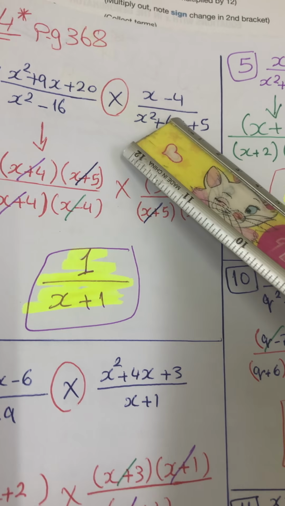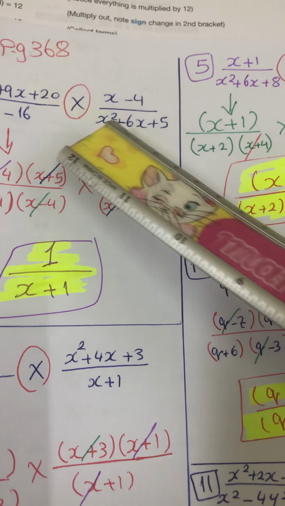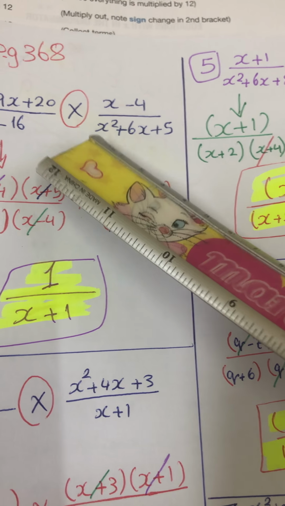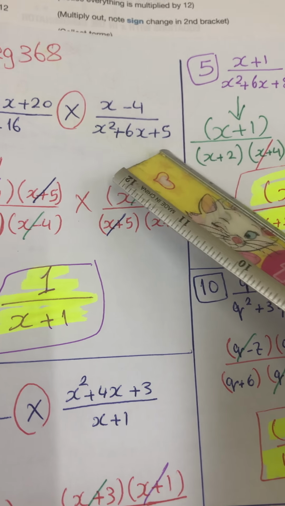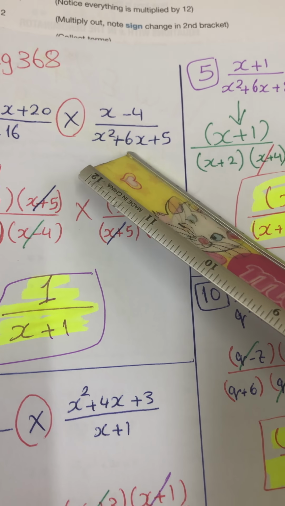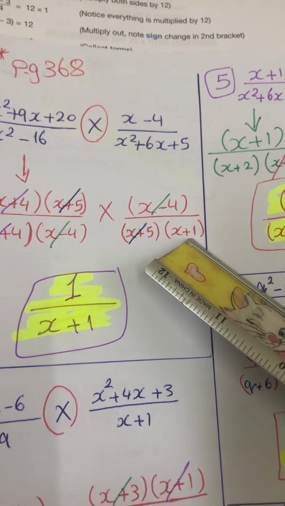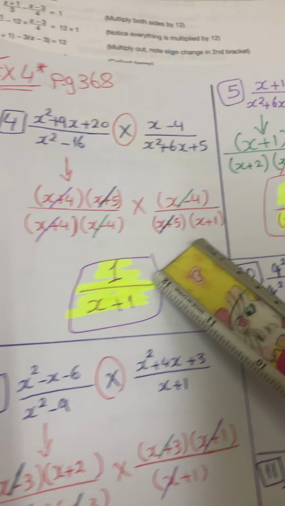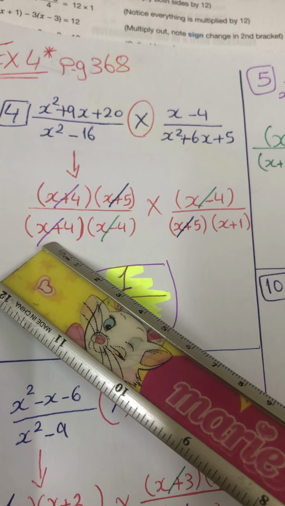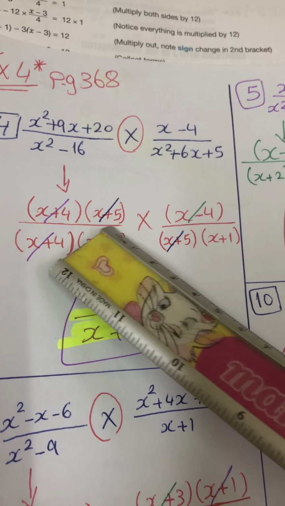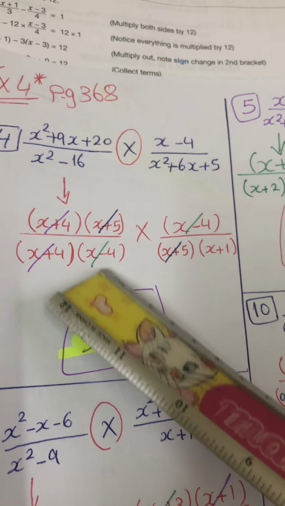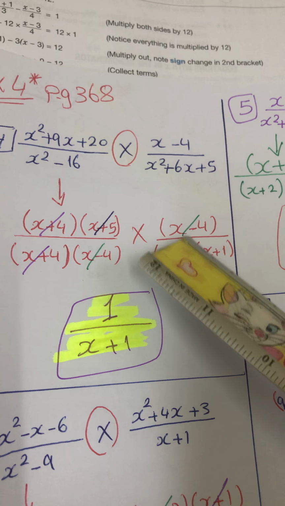And I have here the same numerator x minus 4 over, down, the 3 terms factorized into 2 brackets. X squared comes from x times x, 5 comes from 5 times 1, and the sum is positive 6, so 5 positive and 1 positive. Let's simplify. I'll cancel x plus 4 with x plus 4 down. I'll cancel x plus 5 with x plus 5 down. I'll cancel another x minus 4 bracket with x minus 4 bracket.